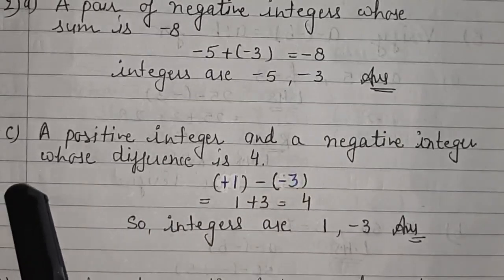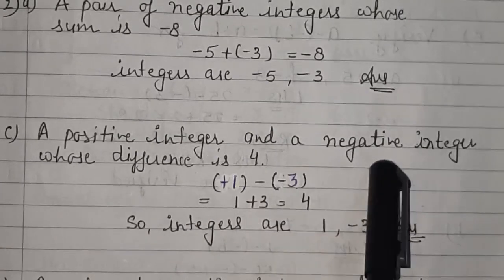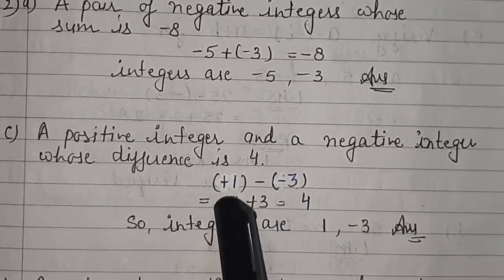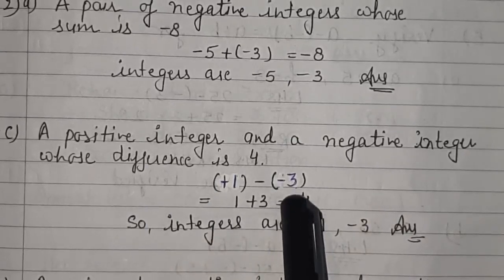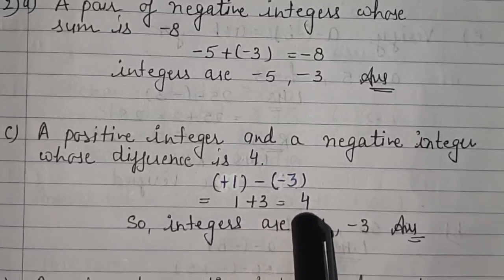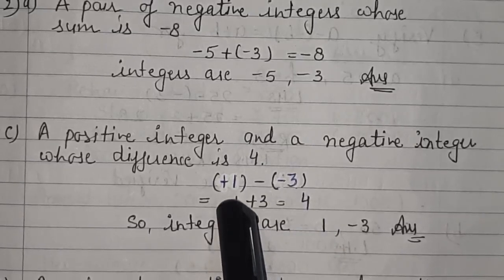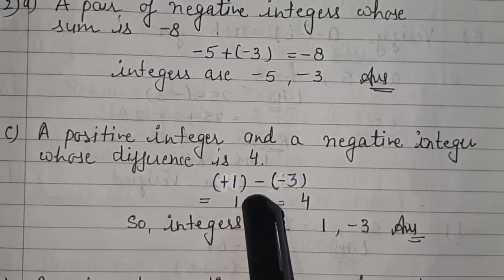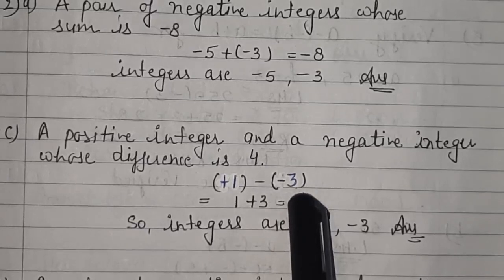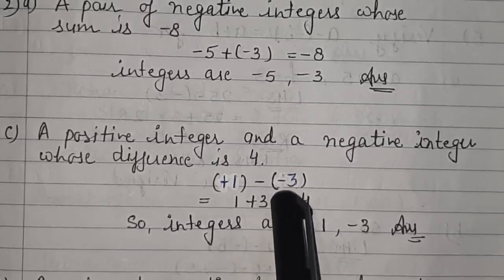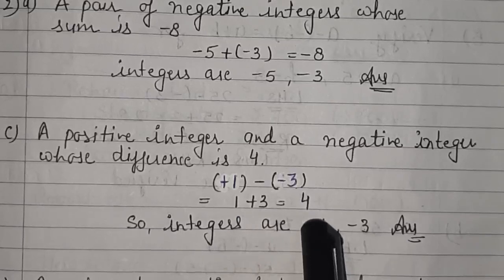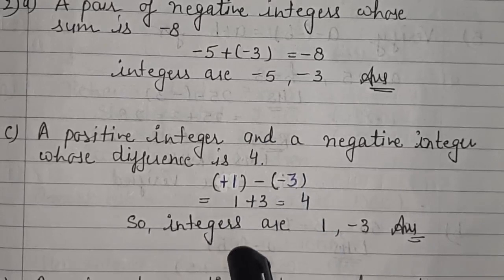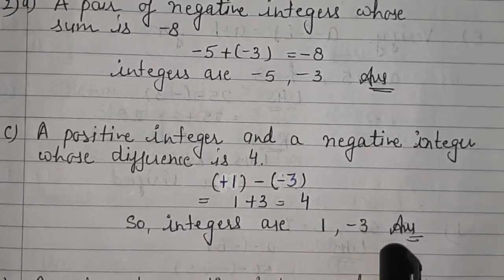Now come to C part. A positive integer and a negative integer whose difference is 4. First you have to take a positive integer, then a negative integer whose difference is +4. So I have taken plus 1 and minus 3. Plus 1 minus, difference is minus 3. When I solve, open bracket, sign will change. 1 plus 3 becomes 4. Right? So according to my calculation, integers are 1 and minus 3.